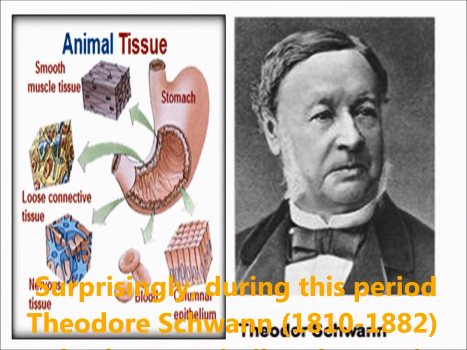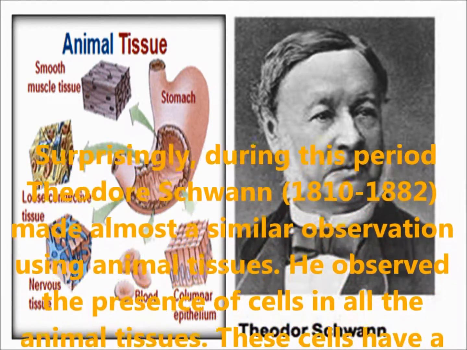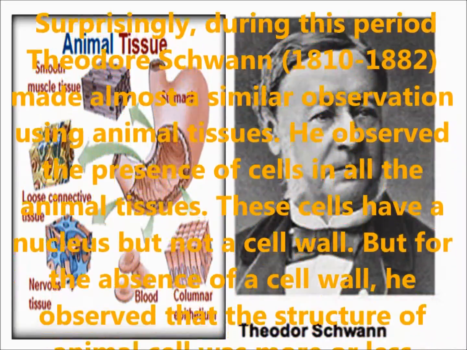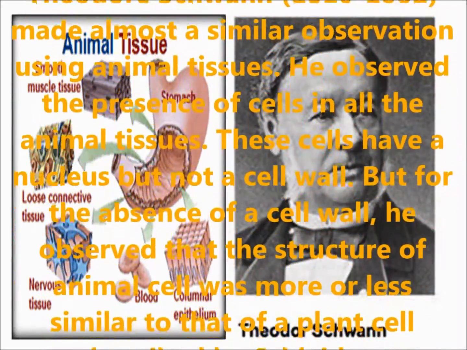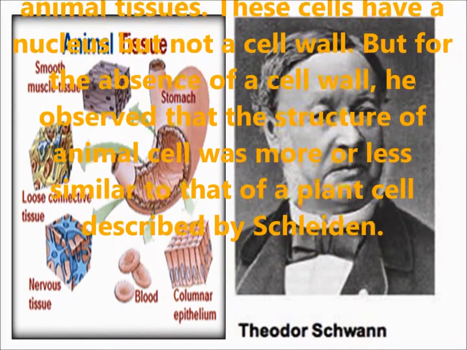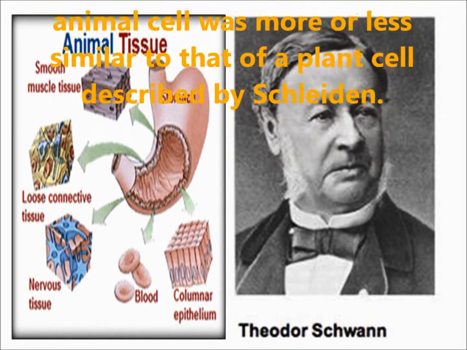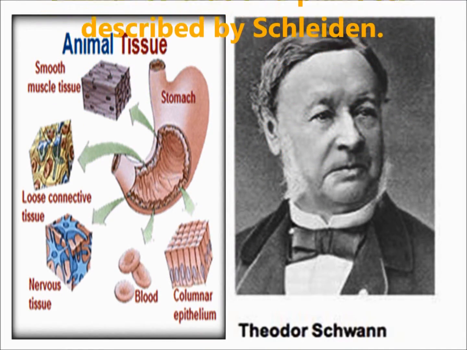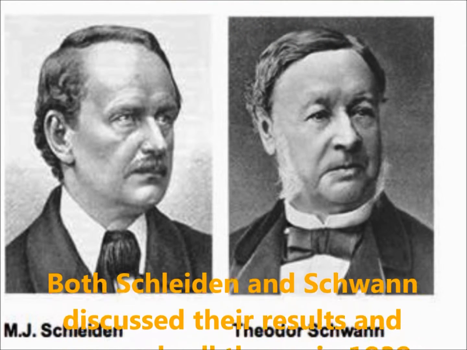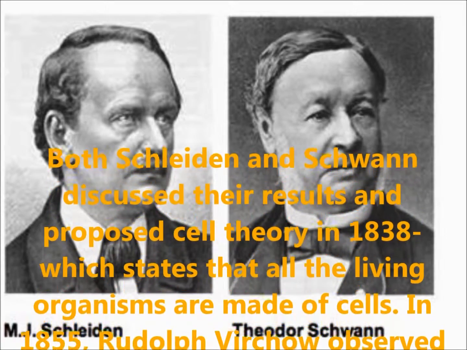Surprisingly, during this period, Schwann made almost a similar observation using animal tissue. He observed the presence of cells in all animal tissues. These cells have a nucleus but not a cell wall. But for the absence of a cell wall, he observed that the structure of an animal cell was more or less similar to the structure of a plant cell. Both Schleiden and Schwann discussed their results and proposed cell theory in 1838.